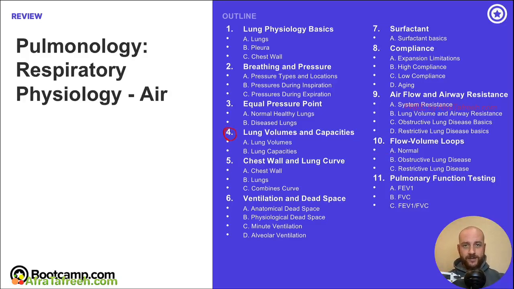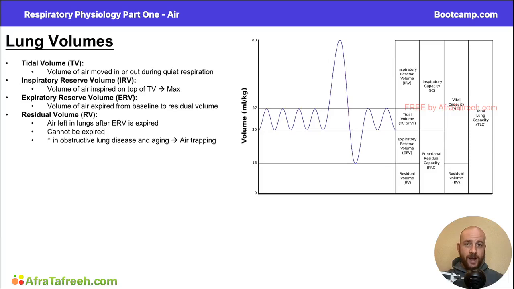Today in pulmonology, we're going to be going over lung volumes and capacities. So lung volumes are usually measured by a machine called a spirometer. It's a machine that you blow into and it produces a graph like this shown on the screen, and from this graph, we're able to tell what are the different lung volumes.